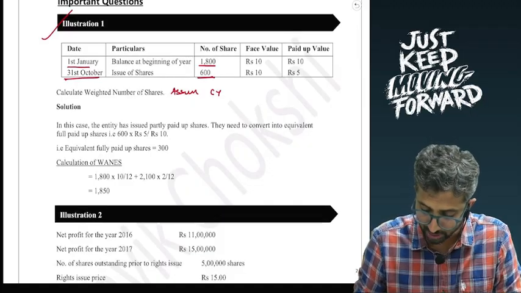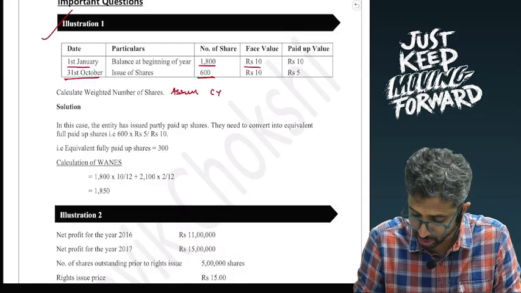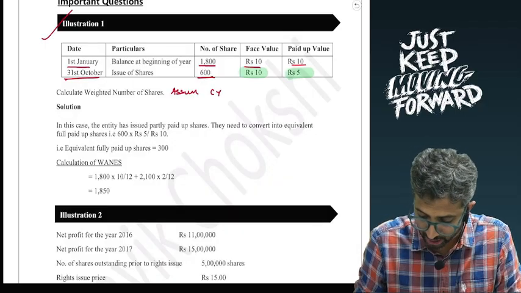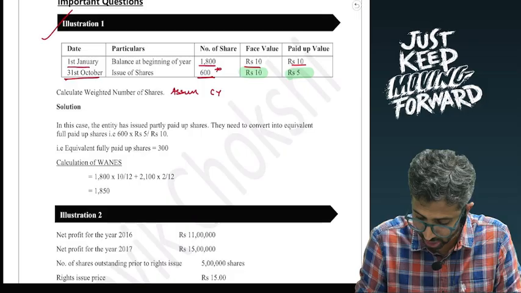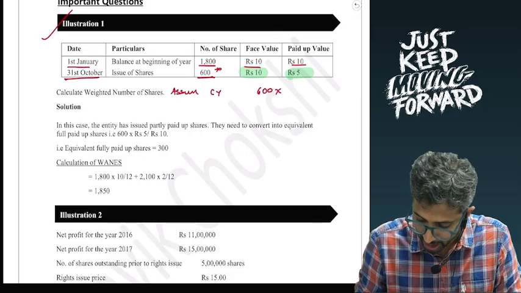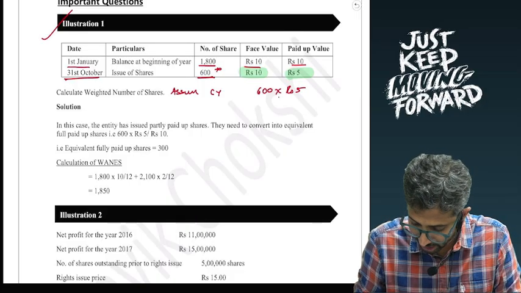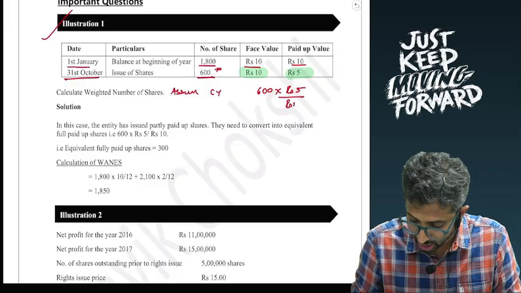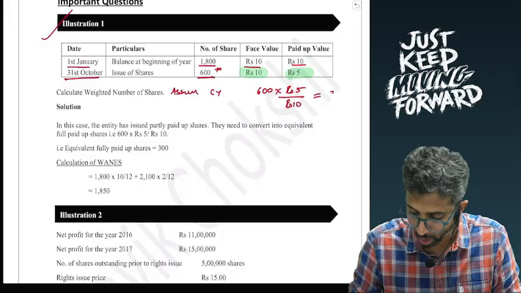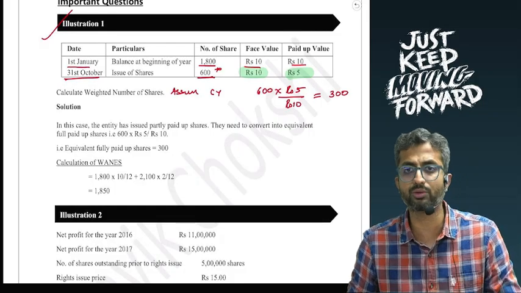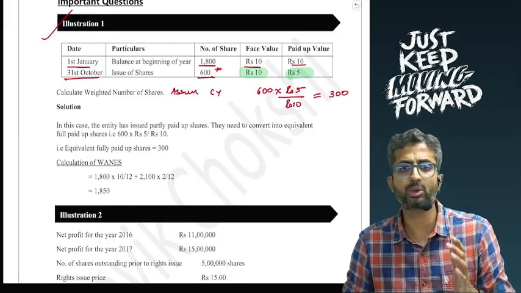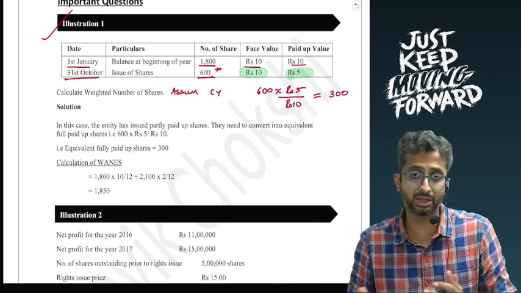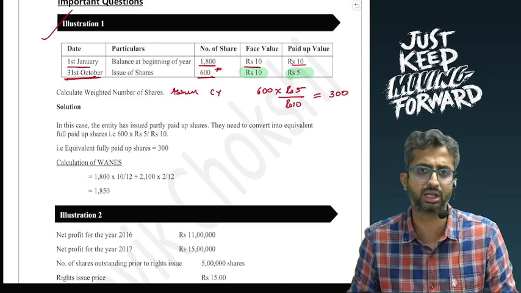Now when you calculate the weighted average number of shares, you will say these are shares which are fully paid, whereas these are shares which are partly paid, which means 600 equity shares which are partly paid, that is of rupees 5 each, gives you a capital of 600 into 5, that is equal to 3000. If you divide it by rupees 10, that will give you around 300 equivalent fully paid up shares. Now these 300 equivalent fully paid up shares would be in existence from the date these were issued, let us say 31st October.